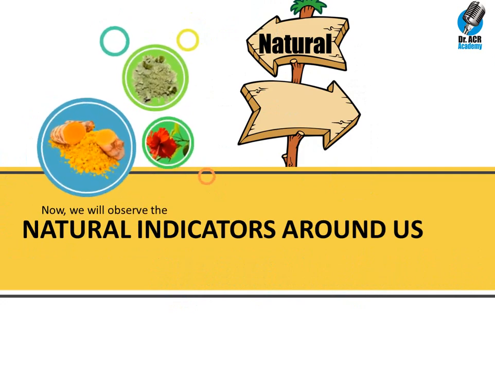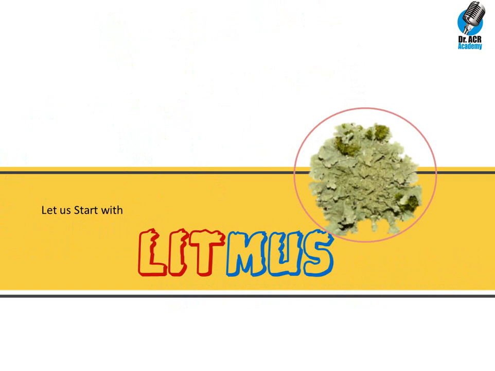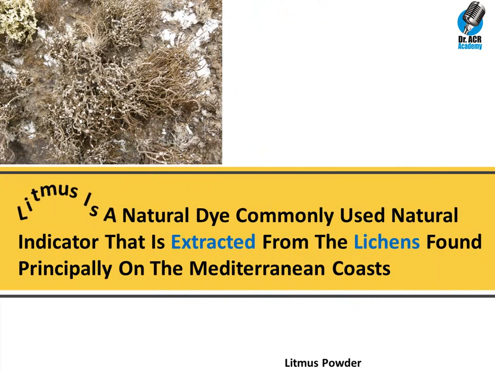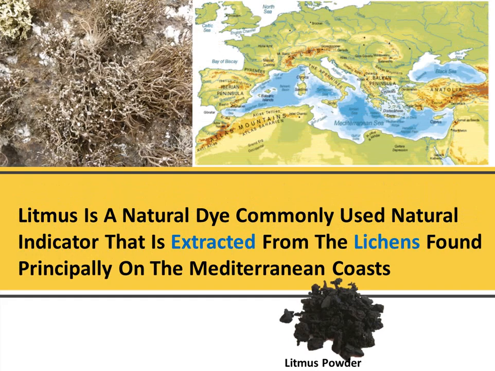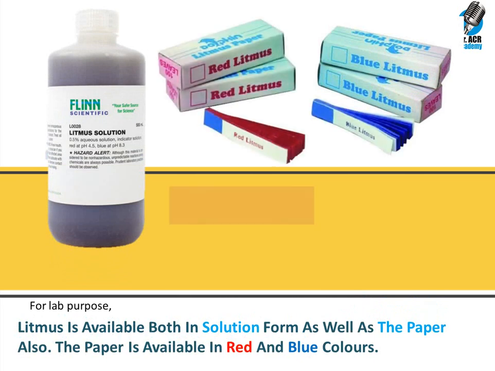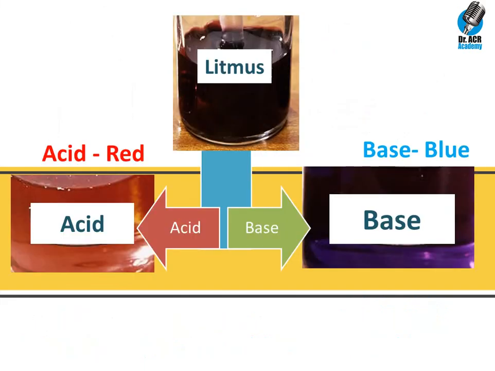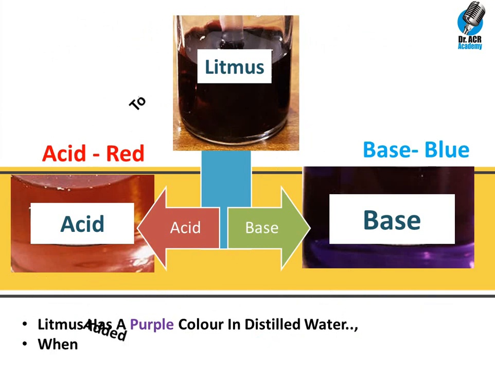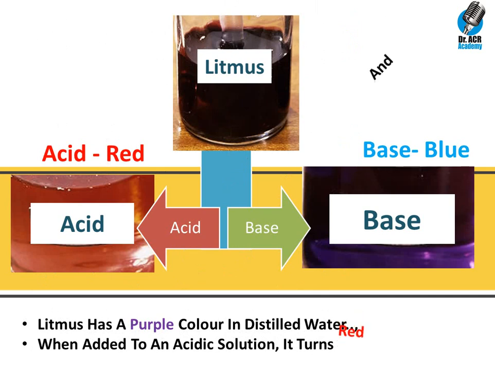Now we'll observe some natural indicators around us. Let us start with litmus. Litmus is a natural indicator that is extracted from lichens found mostly on maritime coasts. For lab purposes, litmus is available both in solution form as well as paper. The paper is available in red and blue colors. This is red litmus paper and this is blue litmus paper. Litmus has a purple color in distilled water. When added to an acidic solution, it turns red, and if added to a base, it becomes blue.